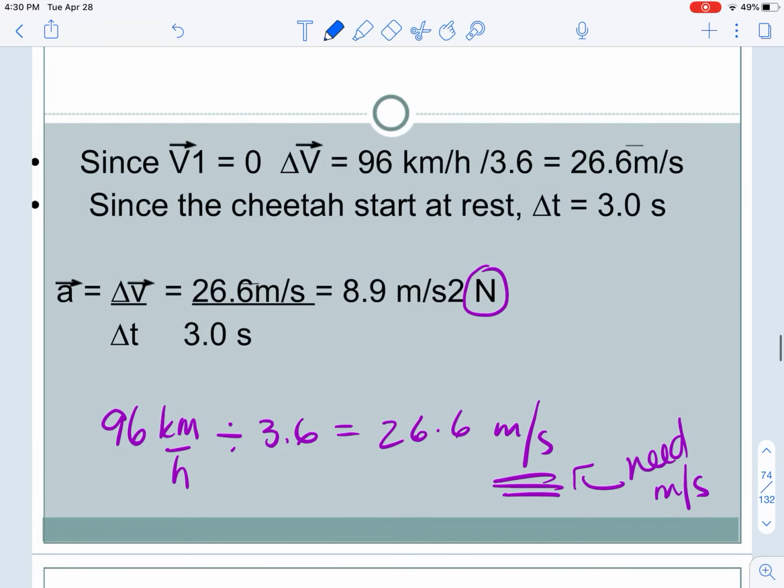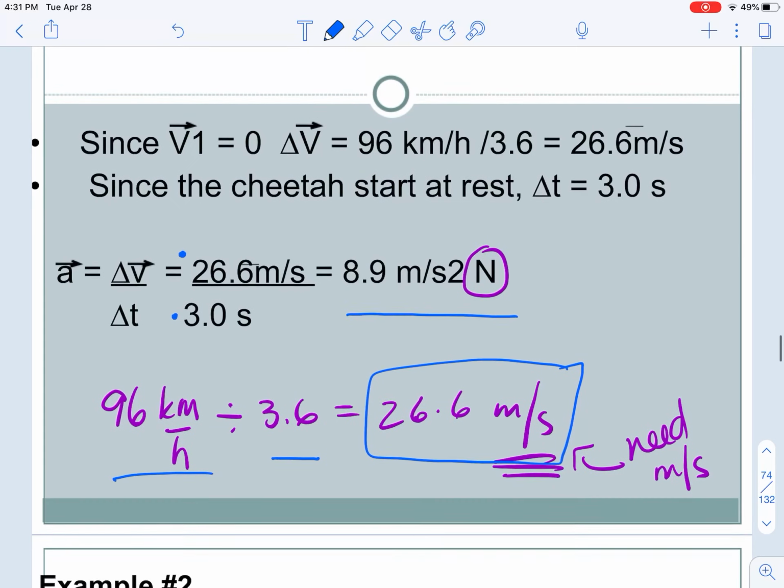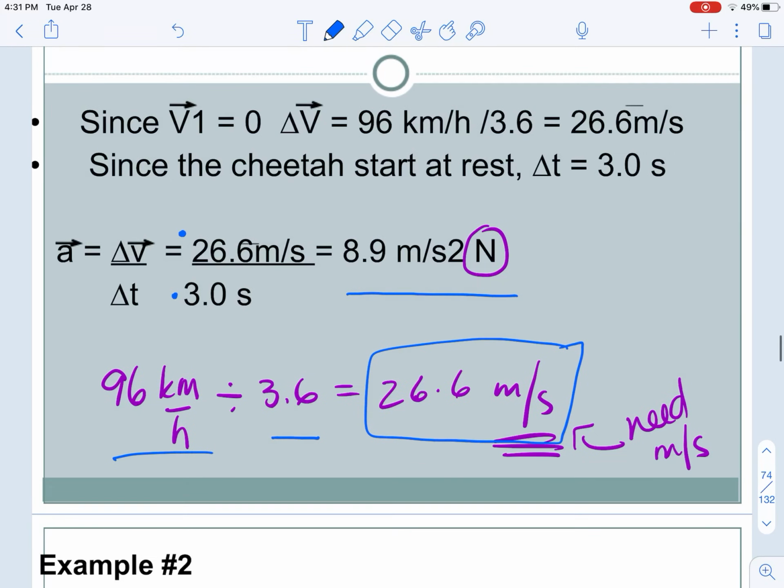The cheetah says it's going north, so remember to put north in our answer to keep it a vector quantity. Here, the easy way to work with kilometers per hour, what I mentioned earlier, is just divide by 3.6, and that will make it in meters per second so that you can start your question. 96 kilometers per hour divided by 3.6 is 26.6 right here, divided by the seconds, which is 3.0 seconds, and you get your answer for the cheetah, and it's 8.9 meters per second squared. Don't forget to write north because it was said that in the question.